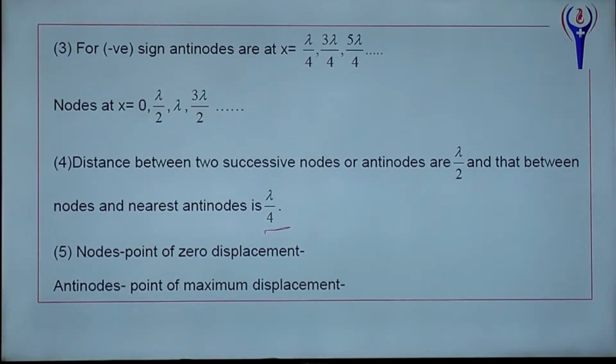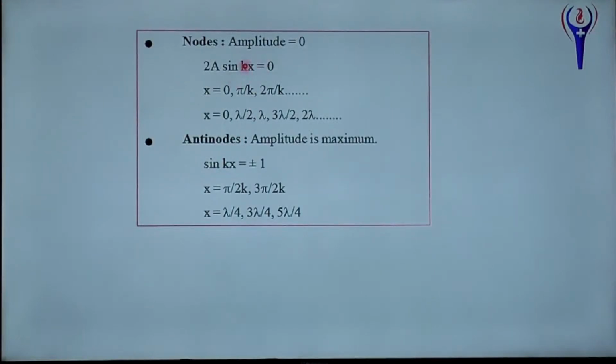Distance between two successive nodes or antinodes is lambda by 2, and distance between one node and the next antinode is lambda by 4. Nodes are points of zero displacement. That's why I said in this region, zero displacement. This is node, this is antinode, and this is node. Antinodes are points of maximum displacement. So antinodes are at maximum displacement, zero displacement is nodes. Noted?